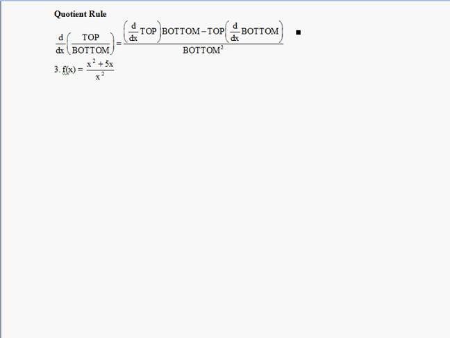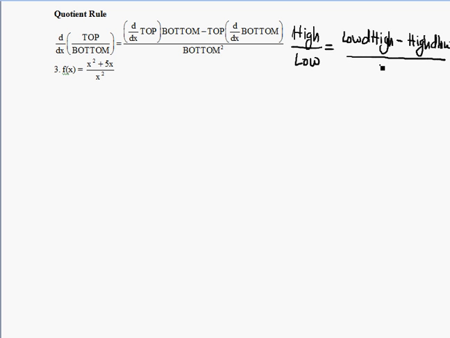Another way to think of it is, as opposed to top and bottom, we could think of it as high and low. The derivative of that would be low d high minus high d low all over low squared. So low times the derivative of the high minus the high times the derivative of the low all over low squared. So low d high minus high d low all over low squared. A little rhyme for you there.